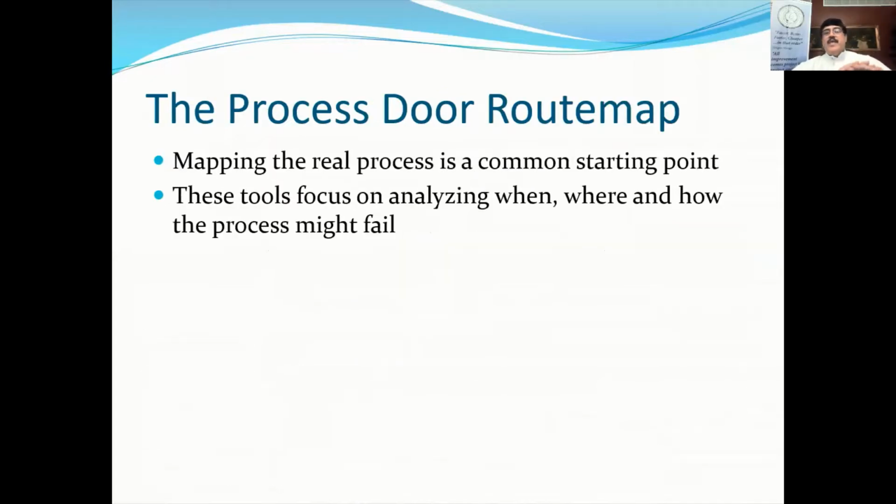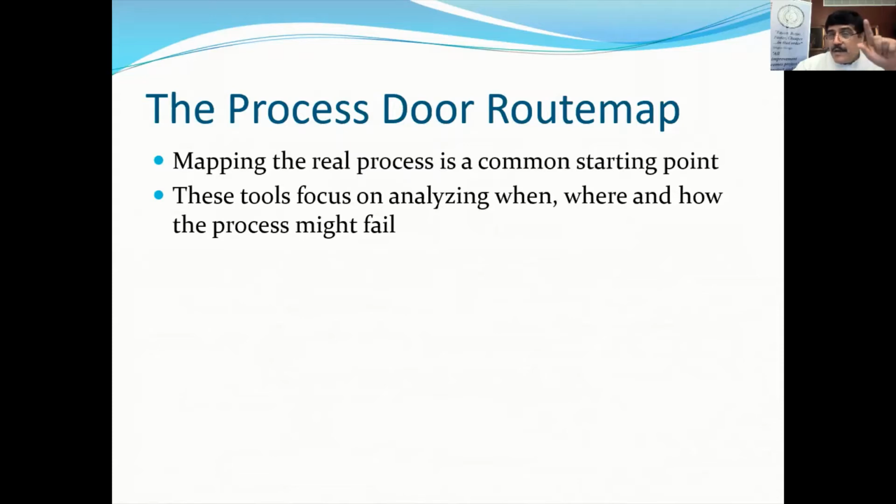So there are basically let's say two road maps in the analyze. There is the process road map, and there is the data road map. Let's start first with the process. The process road map is basically mapping the real process as a common starting point. You want to take your process and map it out. And these tools focus on analyzing when, where, and how the process might fail.